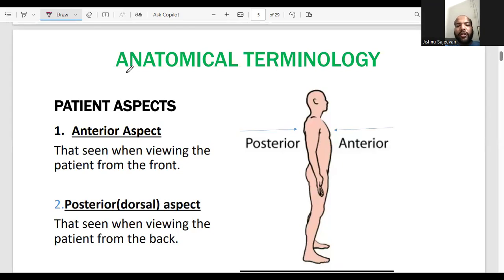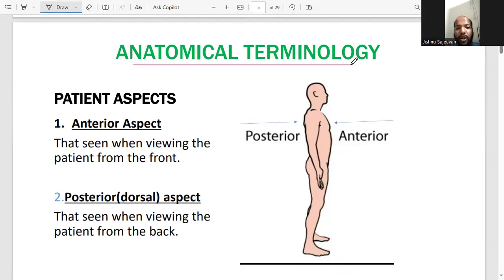Today, we are going to discuss an important topic in radiology, that is radiographic positioning. As we all know, in radiology, radiographic positioning is very important. Before that, you have to know the anatomical terminologies related to it. Terminologies means the scientific terms which we use to describe a body part or a position.